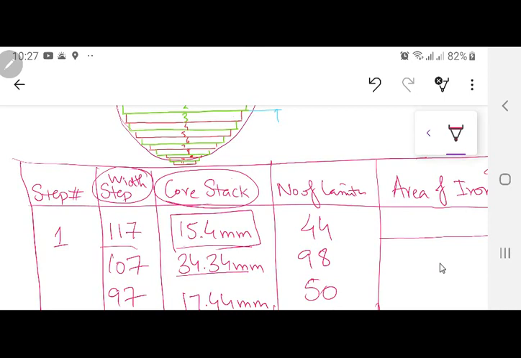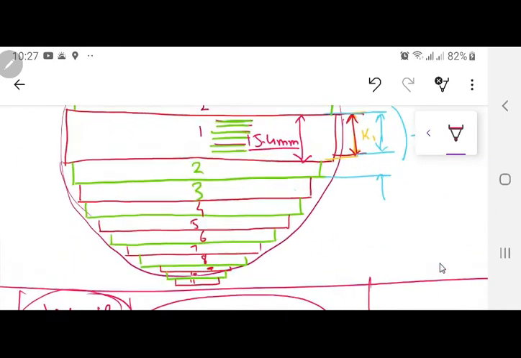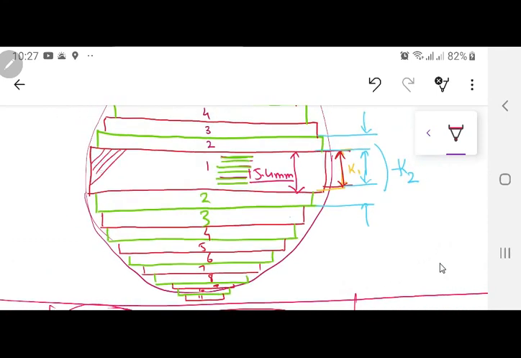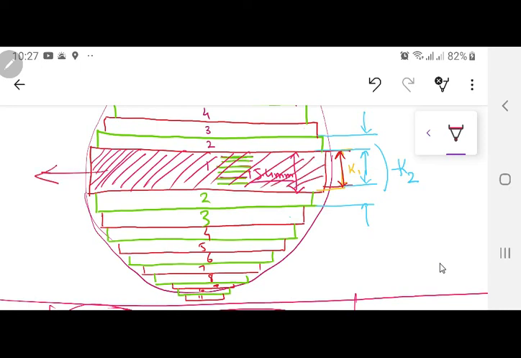What is the first question? What you are trying to find out? I am trying to find out this area over here. To find this area, if I already know how many laminations are there, I am multiplying it by the thickness of one lamination, which is 0.3. So do I need to multiply it with something else? Think carefully, again.